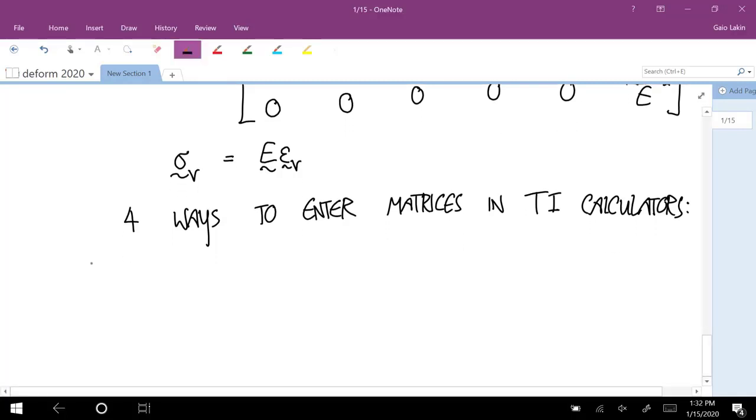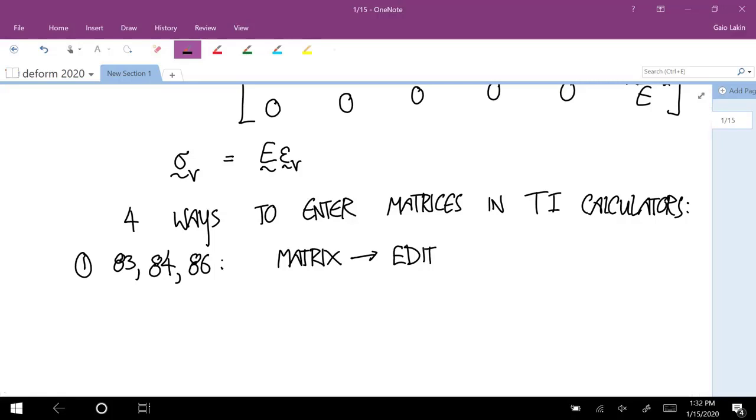So the first one, which calculators use this? I think it's the TI-83 and the 84 and the 86, I think. There's a button that says matrix. So you press the matrix button, and then you go to edit. From there, it lets you fill out the matrix in a very clear visual way. It's a little time consuming, but it's kind of the most intuitive of all of these.